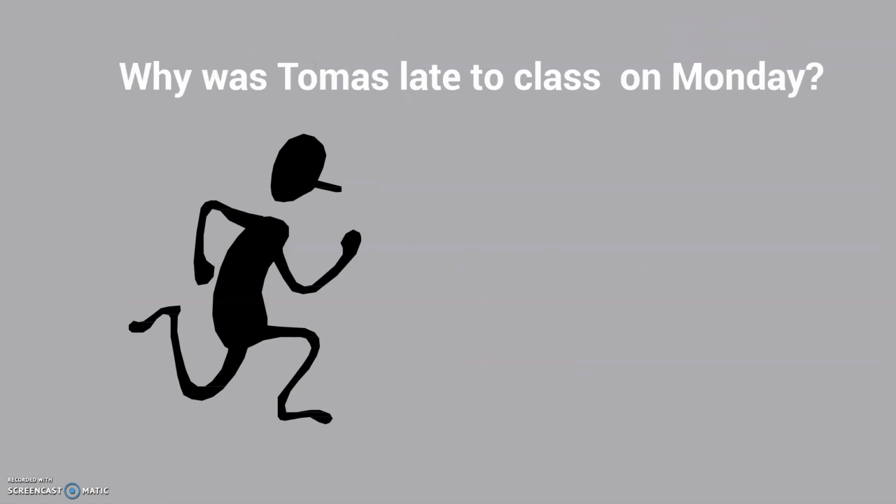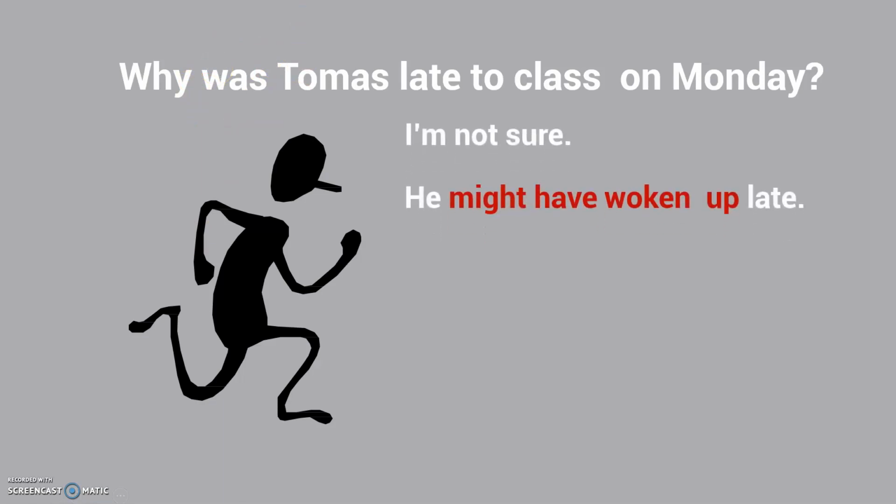Why was Thomas late to class on Monday? You see, was, that means past. And then I can say, I'm not sure. He might have woken up late. Okay, this is a possibility in the past. And you see I use the modal might. I use have all the time. And then I use my verb in the past participle form. Woken up.